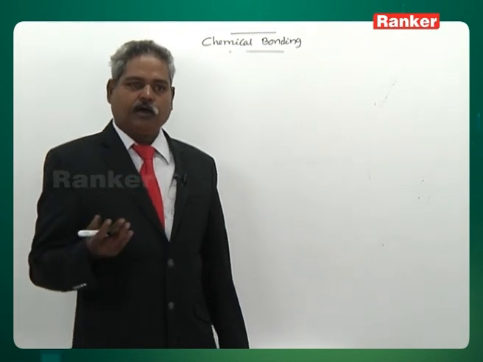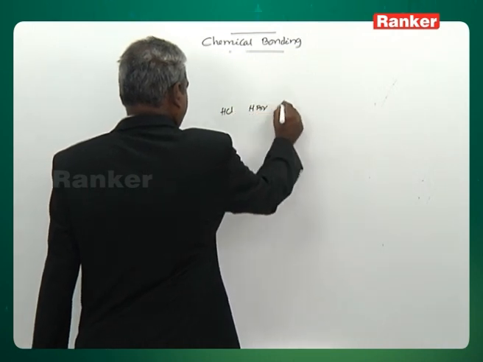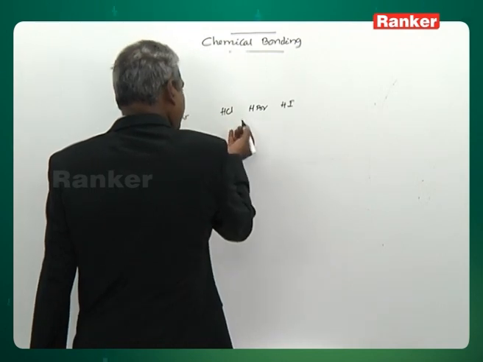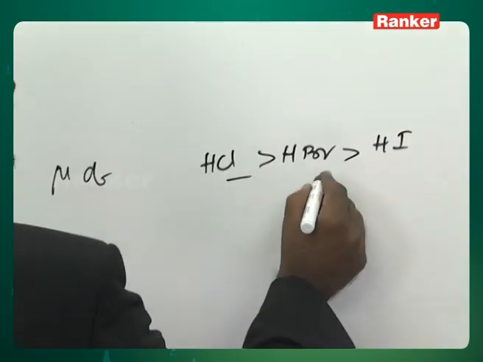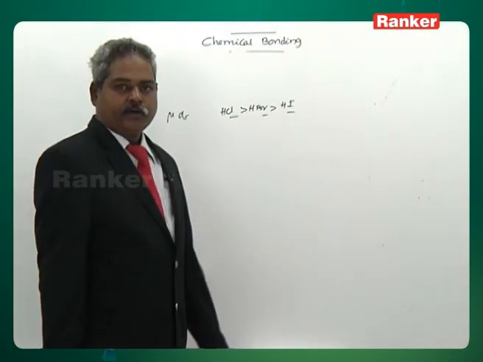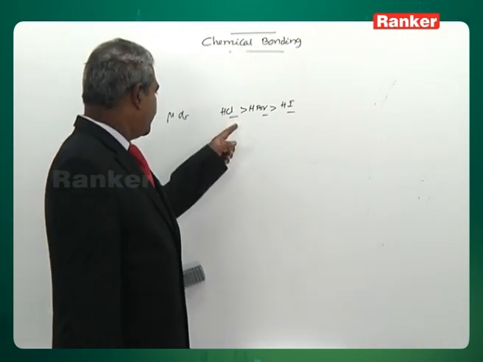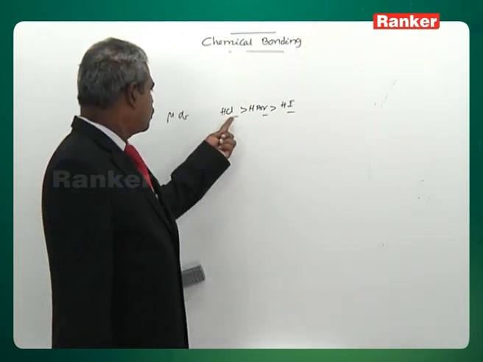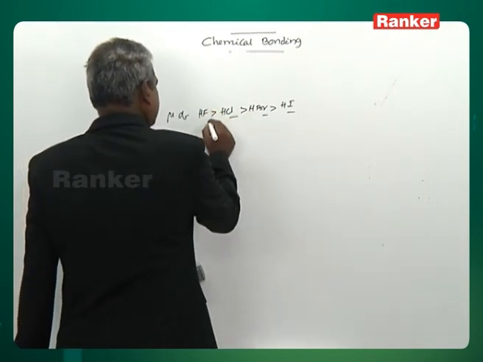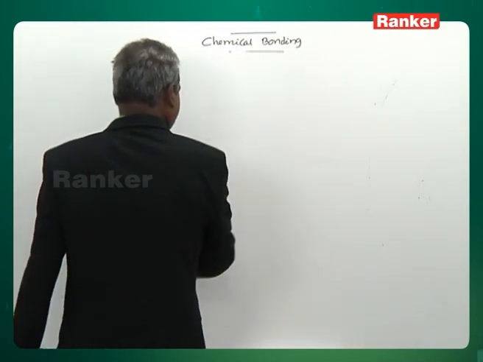Which is more polar? So the dipole moment of HCl, HBr, HI. Dipole moment mu. HCl is definitely greater, because chlorine is more electronegative. Greater the electronegativity, greater the dipole moment. Greater the electronegativity difference, greater the dipole moment. Chlorine is more electronegative, therefore it holds the electrons more close towards it. HF is greater than HCl, like that. So you can easily compare bonds.